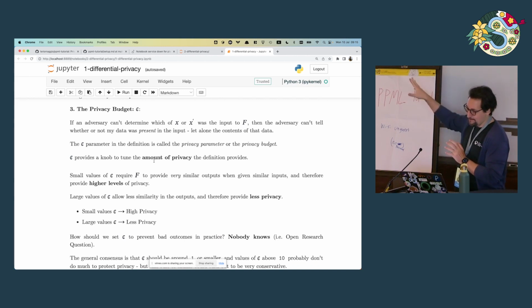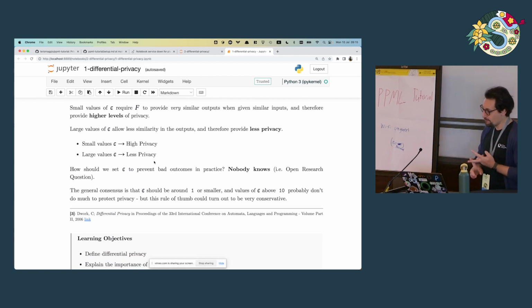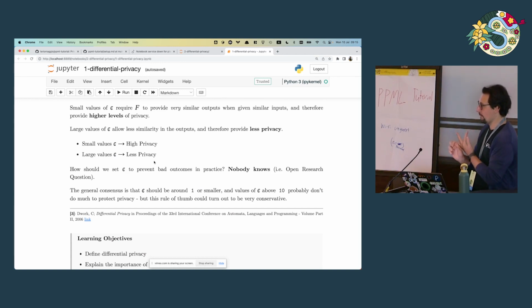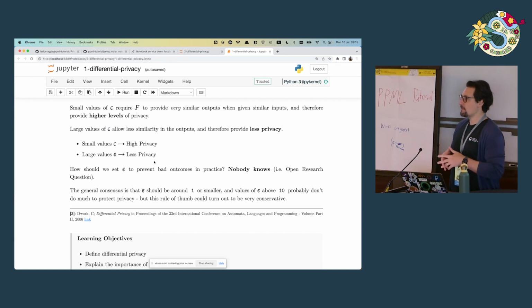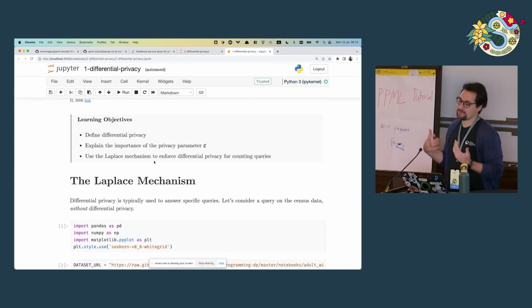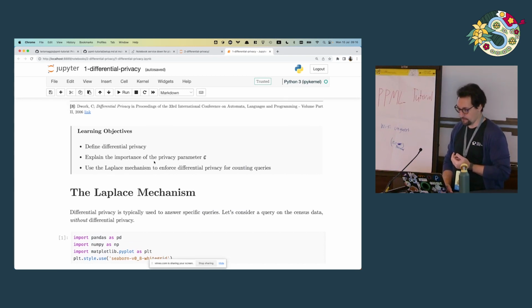So the learning objectives I want to gather at the end of this are: define differential privacy, explain the importance of the privacy budget, and use the Laplace mechanism to enforce differential privacy for counting queries. Now we get into the details, and we try to characterize that f function, what it really is, on one hand, and then we start also talking about querying the database. The very simple case we consider is counting, because it's one of the simple things you can do on the dataset, and it has very good properties for differential privacy.